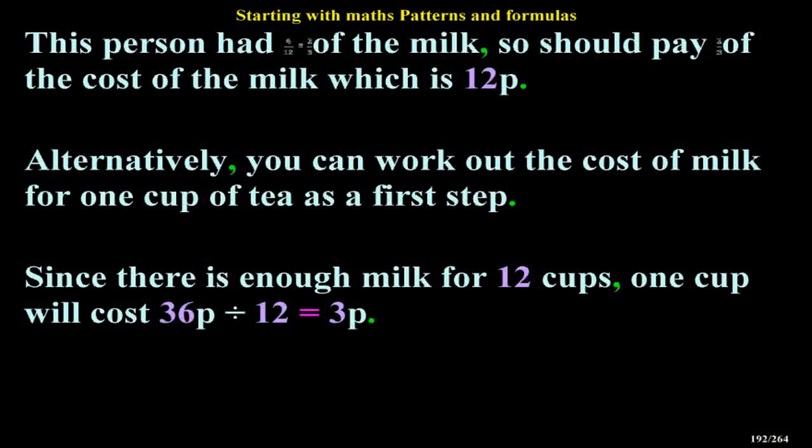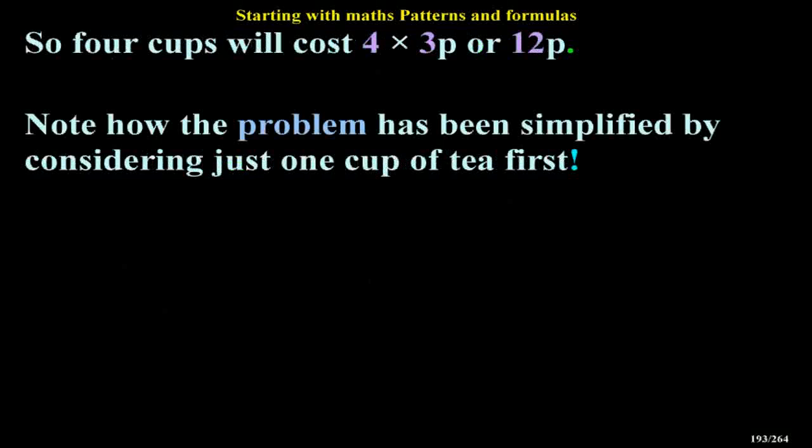Alternatively, you can work out the cost of milk for 1 cup of tea as a first step. Since there is enough milk for 12 cups, 1 cup will cost 36p divided by 12, which equals 3p. So 4 cups will cost 4 times 3p, or 12p. Note how the problem has been simplified by considering just 1 cup of tea first.